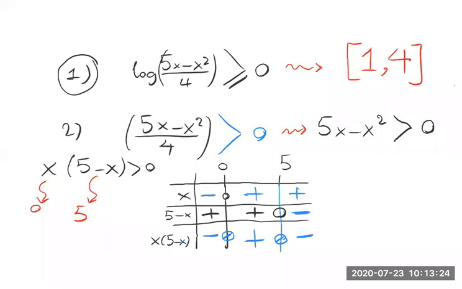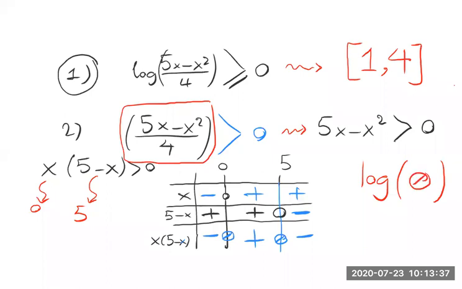I'm interested in the case where the result is positive, not even 0. Note that even 0 is not good, because what we have here, we are taking its log, and it can't be 0. Log of 0 is not defined. What we have inside the log should be strictly positive. So the case we like is exactly this case where x is between 0 and 5, but it doesn't contain 0 and 5.